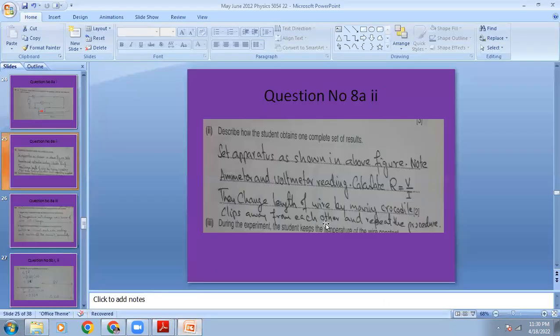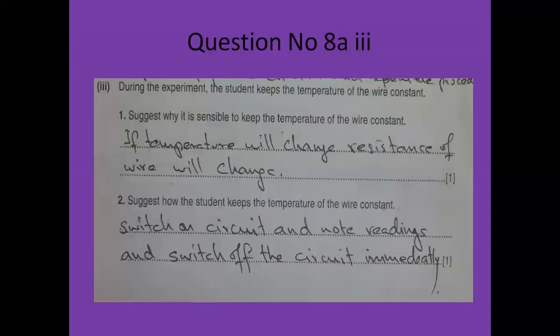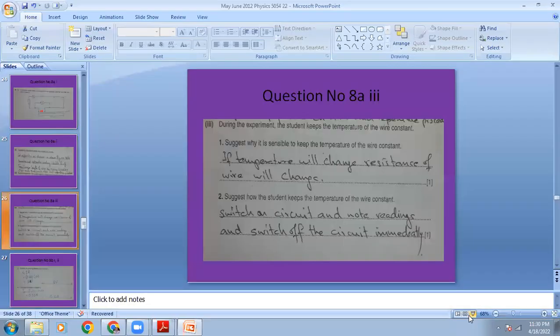So let me show you my answer. Then we will check the answer from the marking scheme. Here we go. If the temperature changes, the resistance of the wire will change. So switch on the circuit, note the readings and switch off the circuit immediately. Okay, so that's our answer.